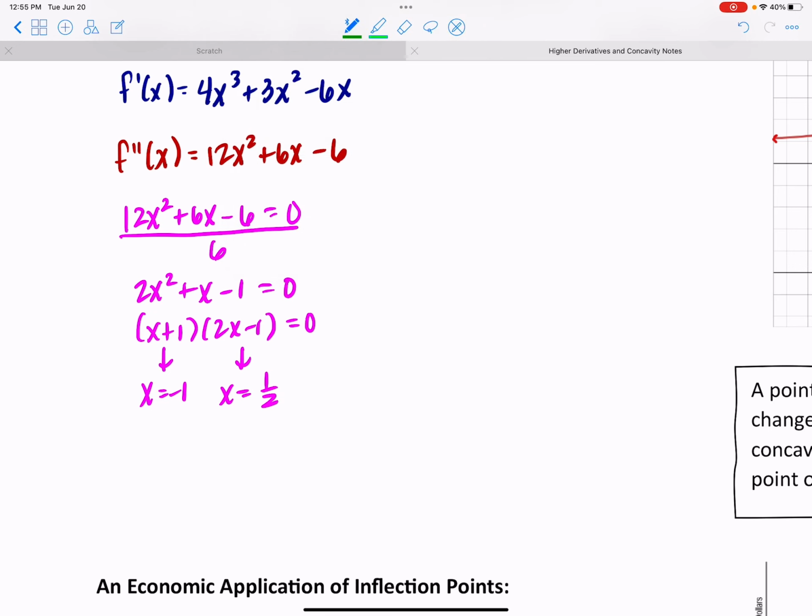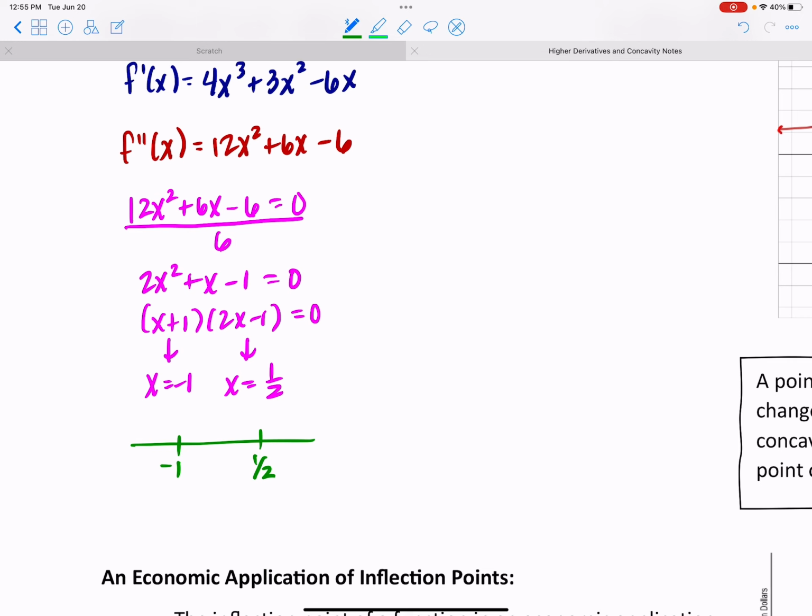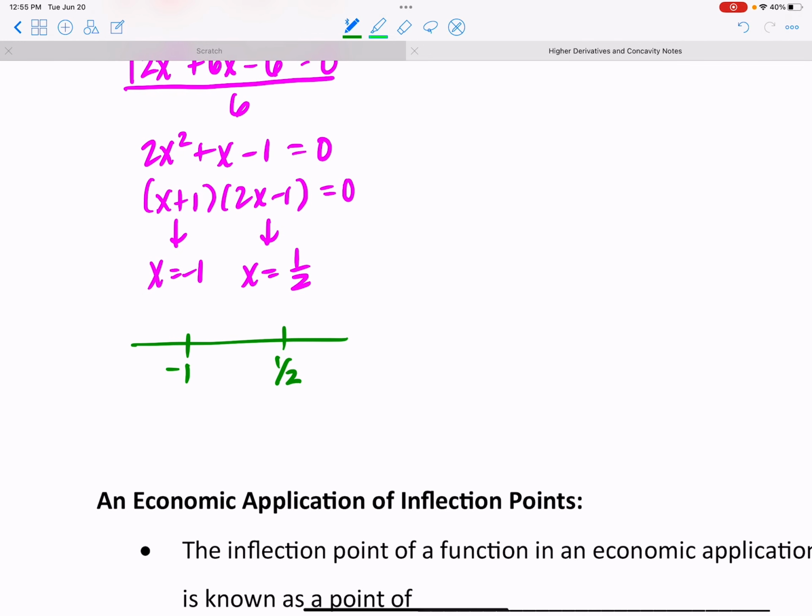So I'm going to put those on a number line. I got -1 over here, and I got positive 1/2 over here. Now I need to test values before, between, and after. So I'm going to test a value by plugging it into my second derivative. So find f double prime of something less than -1, like maybe -2. And again, find something between those. So f double prime of between -1 and 1/2 would be 0. Anything in between is fine. I just like to plug in 0 when I can.